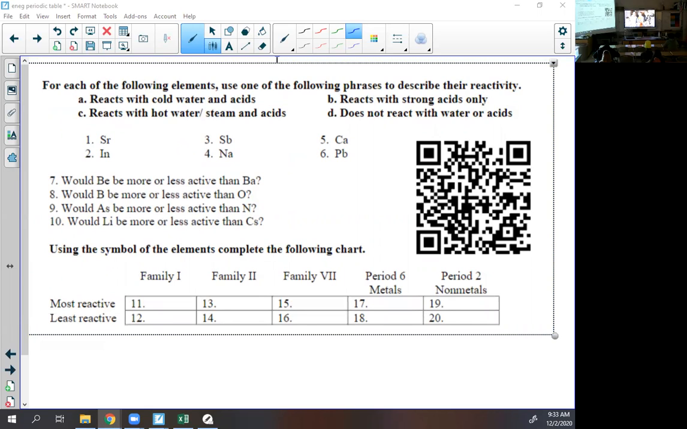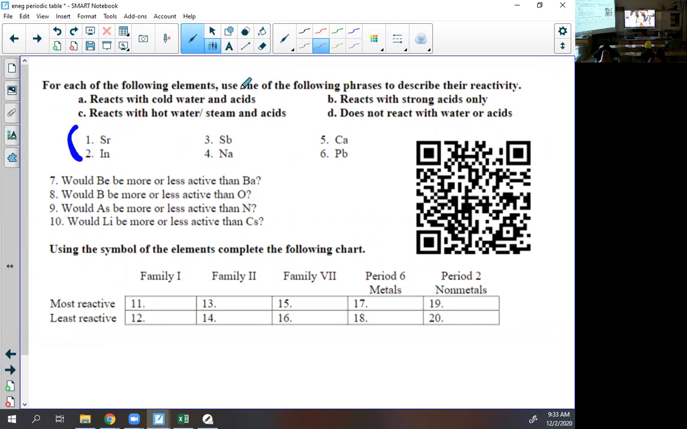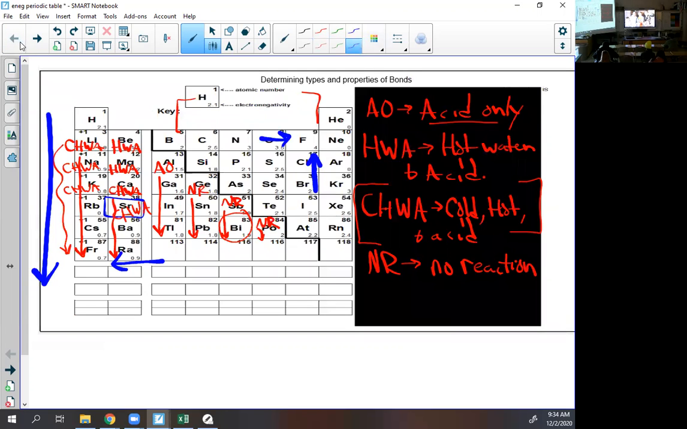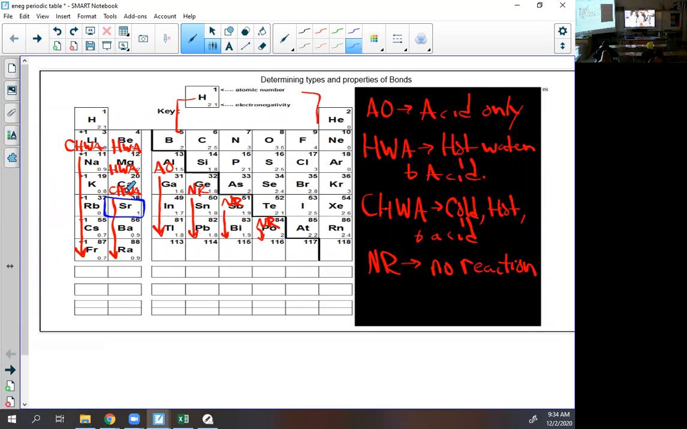Okay, so let's combine what we just did for questions 1 through 6. And it really is this easy on the test. I hope you're comfortable with this. It says, for each of the following, use one of the following phrases to describe their reactivity, and it asks about strontium. So you go to your table and you find SR. It's right here. It's in the CHWA, which means it reacts with everything, pretty much.